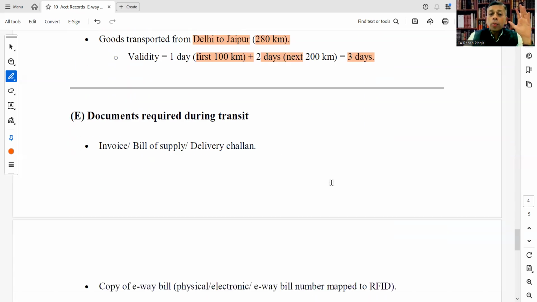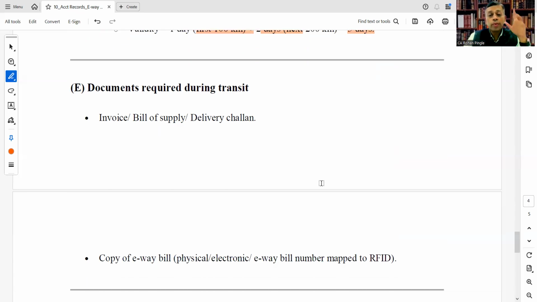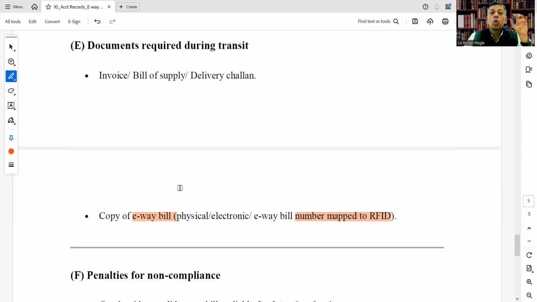Then documents required during transit. Of course, the invoice, bill of supply, or delivery challan are the necessary documents, but a copy of the e-way bill, physical or electronic, or the e-way bill number mapped to RFID, is also required while transiting the goods. Earlier we only had to keep the invoice, bill of supply, or delivery challan, but now you have to keep a copy of the e-way bill whenever you cross the prescribed limit of the value of the goods.